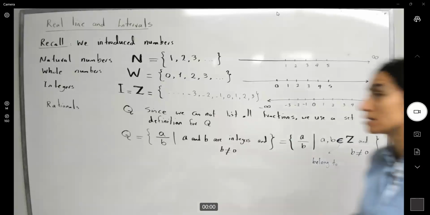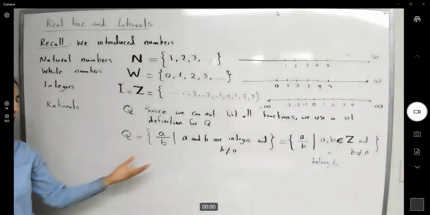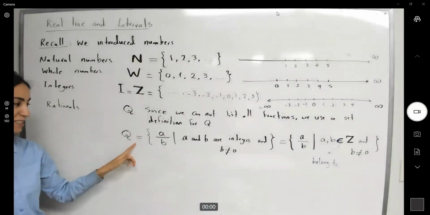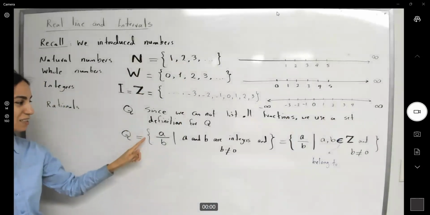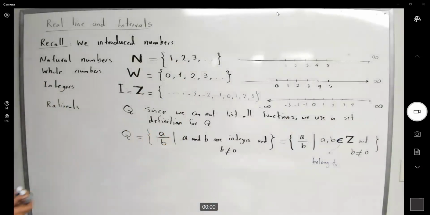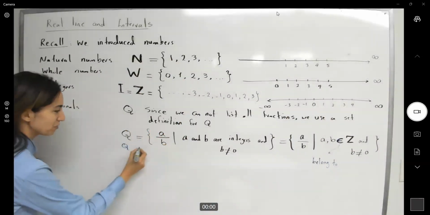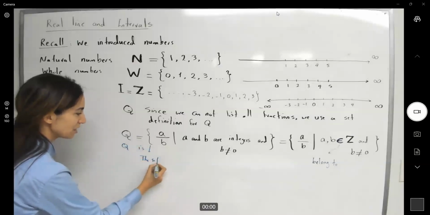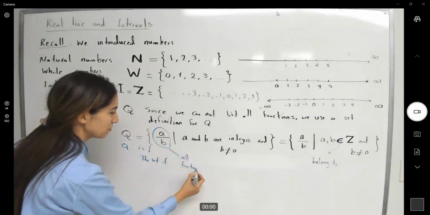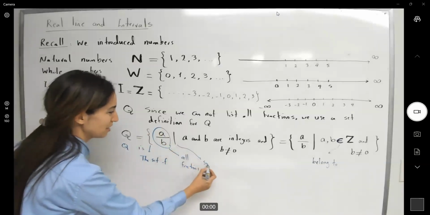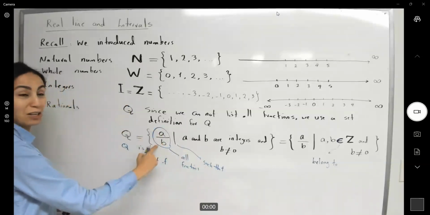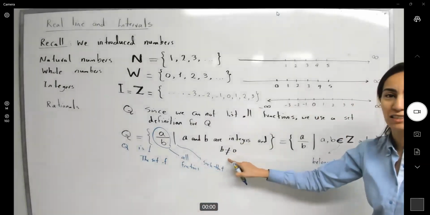Again, since it's impossible to list all fractions, we're going to switch to the set definition of Q. We read it as: Q is the set of all fractions such that the numerator and the denominator, A and B, are integers, and the denominator is never 0.